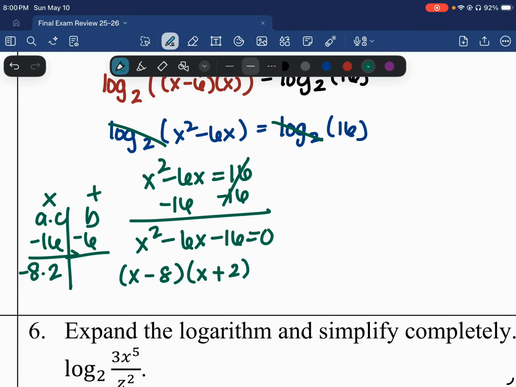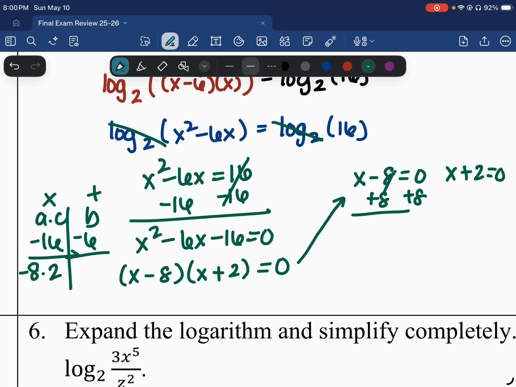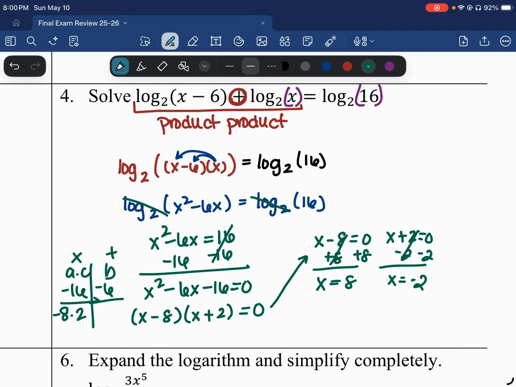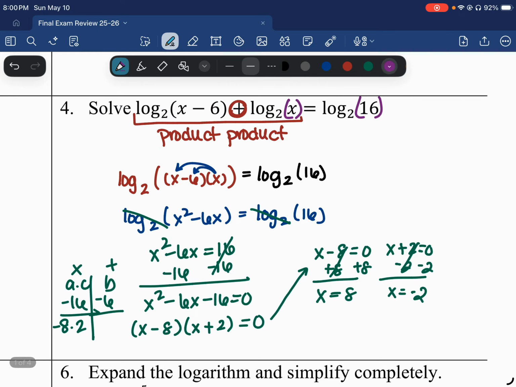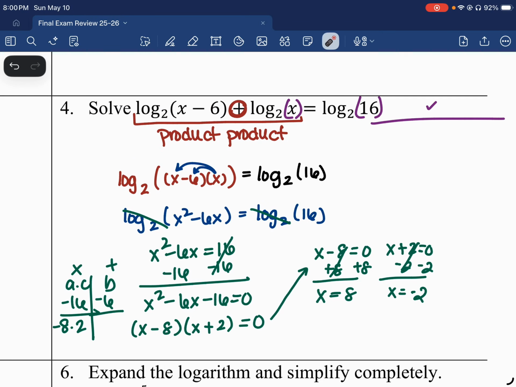x minus 8 times x plus 2 is equal to 0. So in order to solve these, we take each factor and we set it equal to 0. x minus 8 equals 0, x plus 2 equals 0, and solve the individual equations, resulting with a solution of x equals 8 and x equals negative 2. But again, because we have a logarithmic equation, we must check our solutions. So in order to check, we must plug each of these answers into the logarithm's arguments and make sure that they are all greater than 0. Anything that results in at least one argument less than or equal to 0 must be rejected.